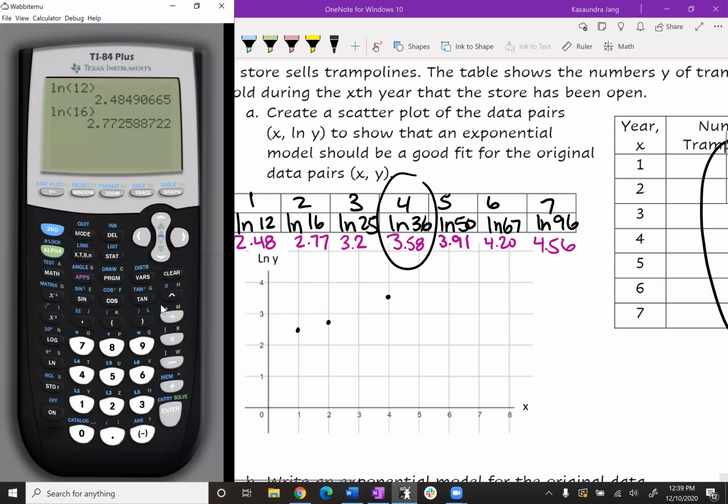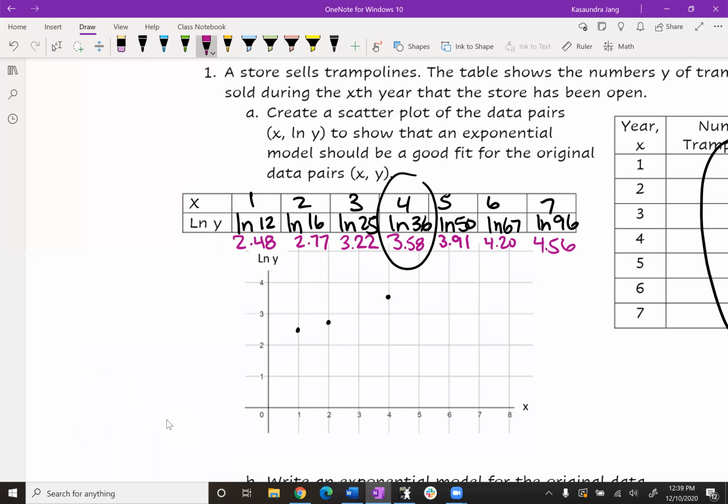Let's see here. Natural log of 36. Oh, Jordan, so you did round it up? All right. Oh, you're good. So yeah, oh no, 36, natural log of 25, sorry. Nice, so yeah, 3.22. All right, there we go. Okay, let's plot these.